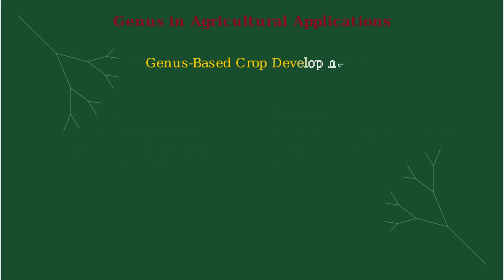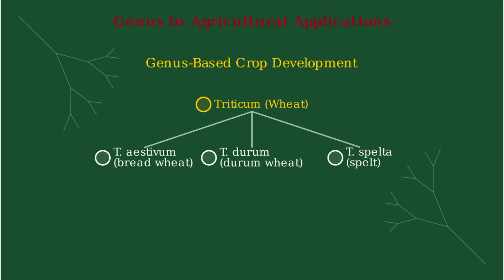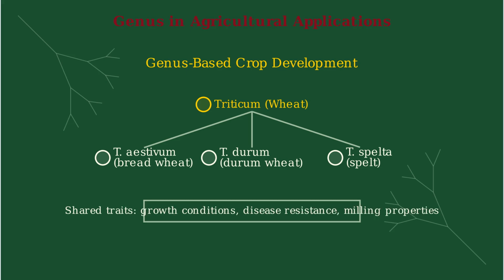Genus-based crop development leverages the genetic similarities within a genus. For example, the Triticum genus includes bread wheat, durum wheat, and spelt. These related species share important agricultural traits like growing conditions, disease resistance profiles, and milling properties, which guides breeding programs.